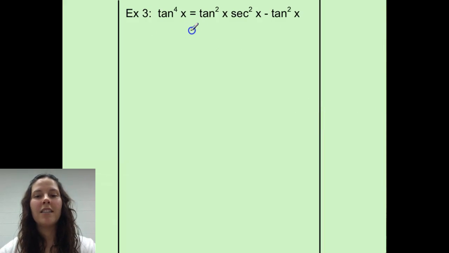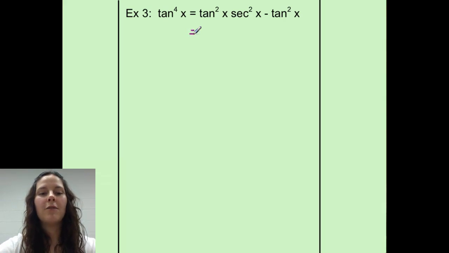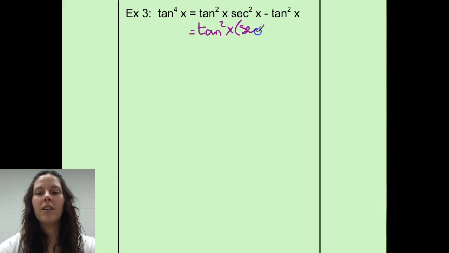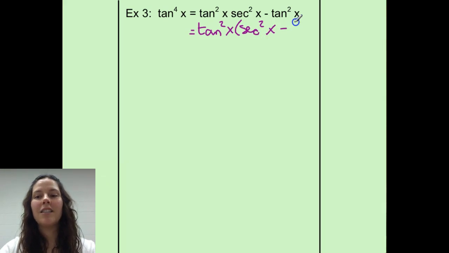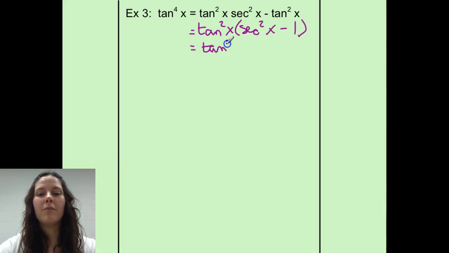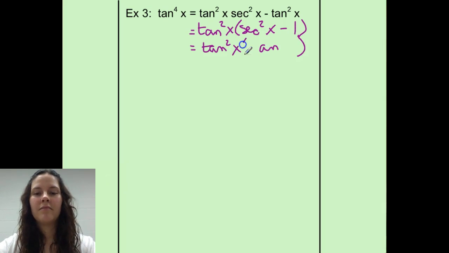On this example, the right-hand side is more complicated. Again, I'm seeing that tangent squared on both terms, so I'm going to factor out the tangent squared. So our first term, we're left with secant squared. The second term, that tangent squared divided by itself gives me 1, so we have secant squared minus 1. That is one of the Pythagorean identities, tangent squared equals secant squared minus 1, so I can replace that with tangent squared. And finally, multiplying tangent squared by tangent squared, we get tangent to the 4th.